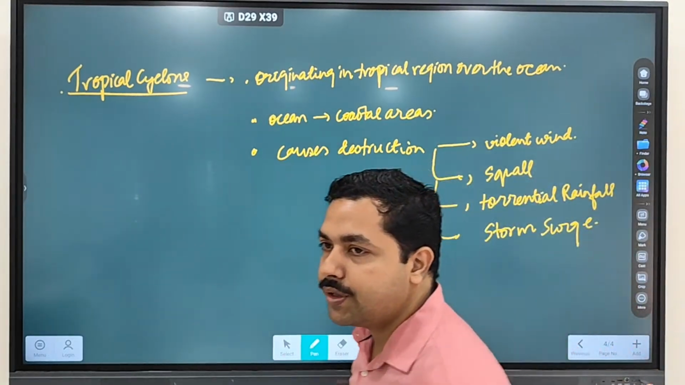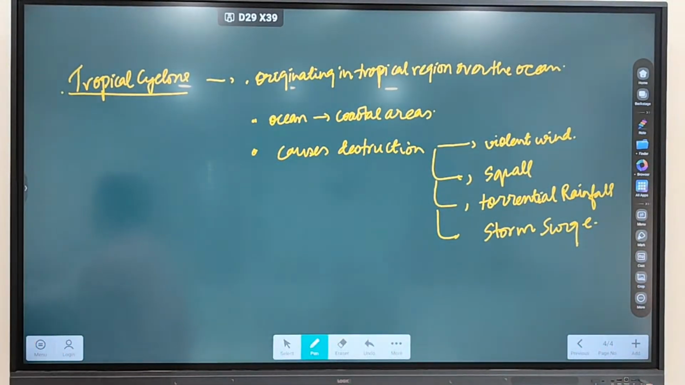So this is a definition for whom? This is a definition for tropical cyclone. What is a tropical cyclone? These are originating in tropical region over the ocean, moving from the ocean to the coastal areas, and causing what? Destruction. Why is it causing destruction? It is causing destruction due to violent wind, squall, torrential rainfall, or a storm surge.